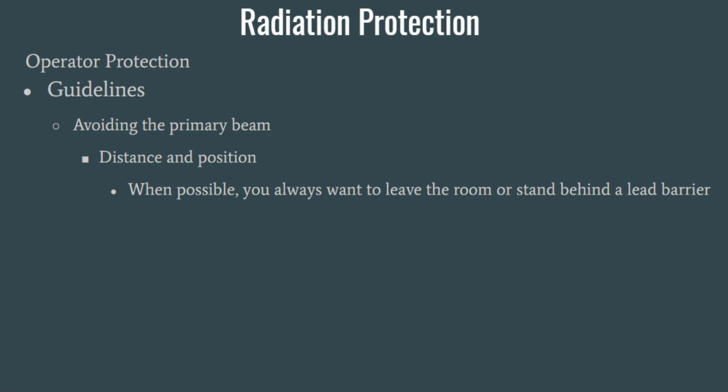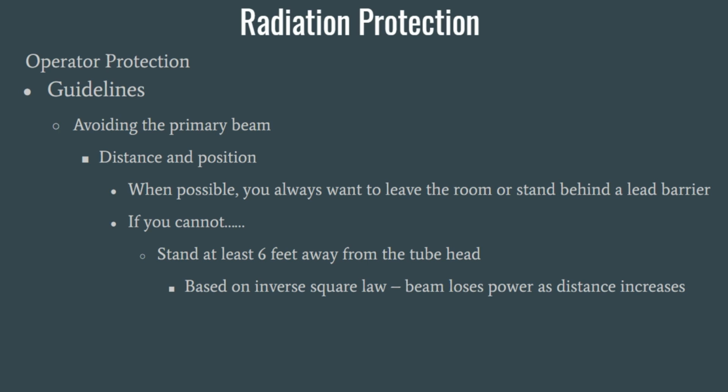So whenever it's possible, you always want to leave the room or stand behind some kind of lead barrier. However, if you cannot, you need to stand at least 6 feet away from the tube head. 6 feet is the distance they have determined that makes you safer, so at least 6 feet away from the tube head. And this is based on the inverse square law, where the beam loses power as the distance increases. So if you are 6 feet away, that is 6 more feet that that beam would have to go, which is 6 more feet worth of energy that the beam will lose.